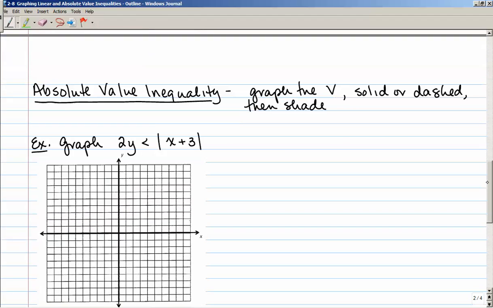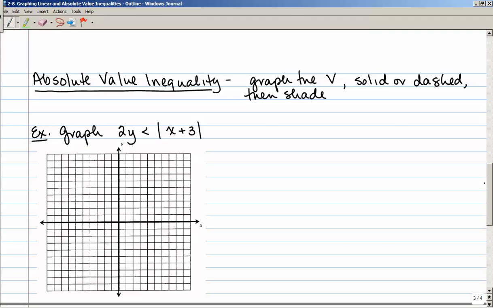Take a look at what an absolute value inequality is going to look like. It's going to look like an absolute value graph, so it's going to look like a V, and it's going to be solid or dashed, and then we're either going to shade inside the V or outside of the V. So let's take a look at this one. I have 2y is less than the absolute value of x plus 3. So I need to get y all by itself, so I'm going to divide both sides by 2, so that gives me y is less than 1/2 the absolute value of x plus 3.